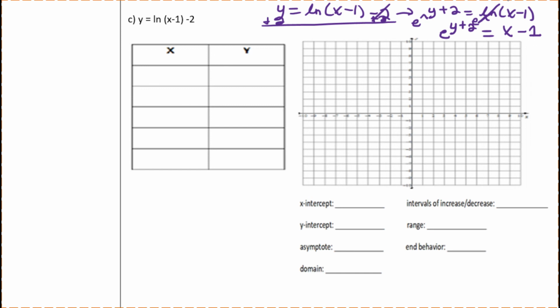Then I'll add the 1 to both sides, and I'll get my x equals. So I have x equals e to the y plus 2, plus 1. Okay, so I'm going to choose some nice values for y. I'm going to set that exponent, y plus 2, this exponent right here, equal to -2, -1, 0, 1, and 2.